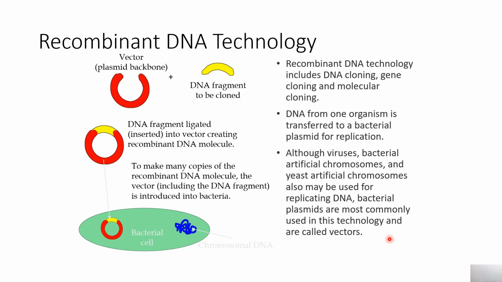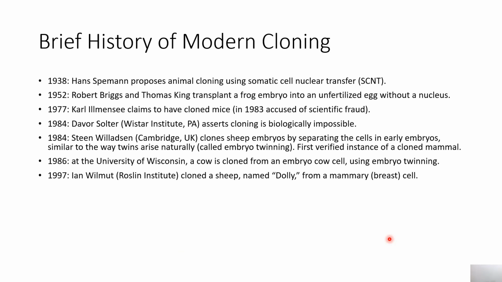Now, recombinant DNA technology includes DNA cloning, gene cloning, and molecular cloning. DNA from one organism is transferred to a bacterial plasmid for replication. So, viruses, bacterial artificial chromosomes, and chromosomes may also be used for replicating DNA. Bacterial plasmids are most commonly used in this technology and are called vectors.